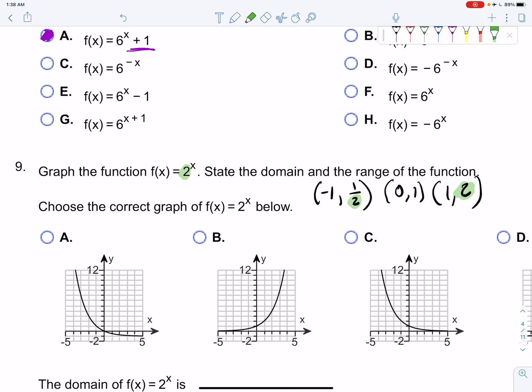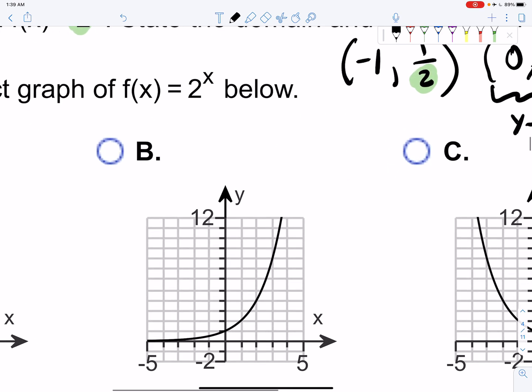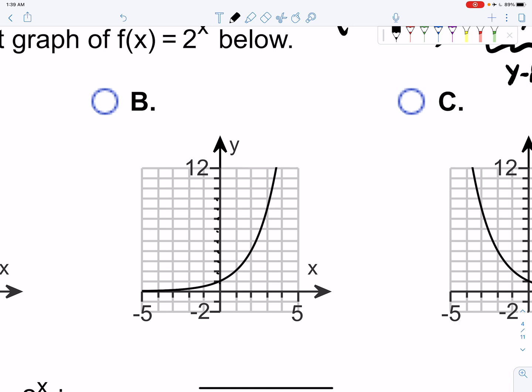And man, they sure don't help us a lot with the sizing of this stuff. But what has a y-intercept at 0 comma 1? And are those counting by 2s? I hate this. Sometimes the scales, 1, 2, 3, 4, 5, 6, 7, 8, 9, 10. No, they're not counting by 2, so that's good. So that looks like a good candidate. 0 comma 1 is a y-intercept.